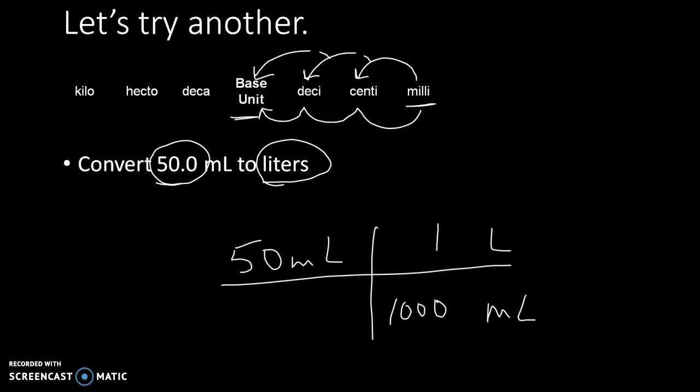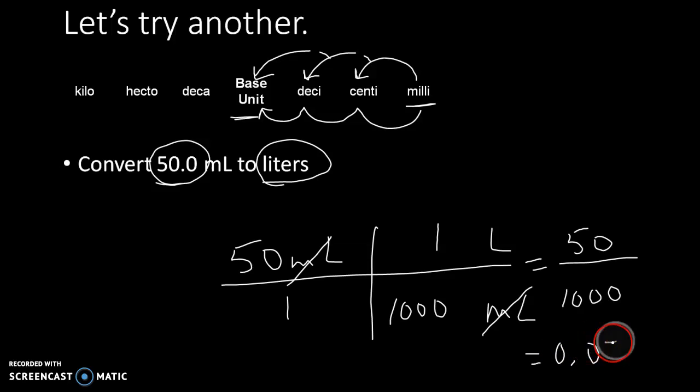Now we're going to cancel out the like units and then do the math. 50 times 1 is 50. 1,000 times 1 is 1,000. 50 divided by 1,000 and then my units.